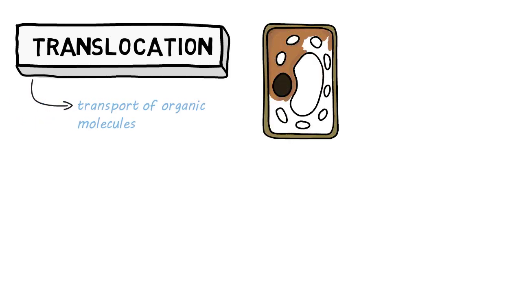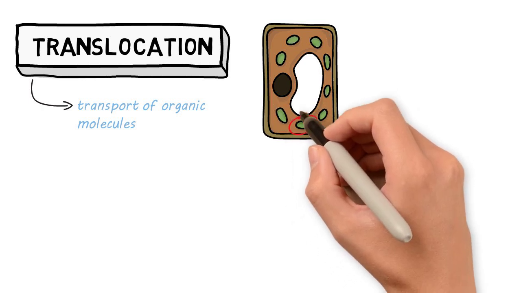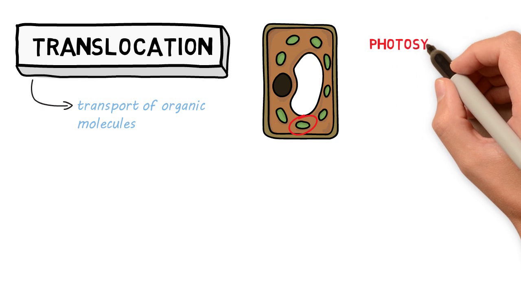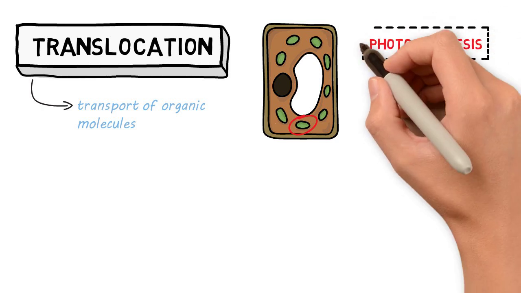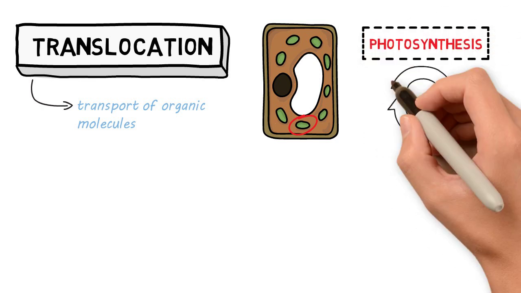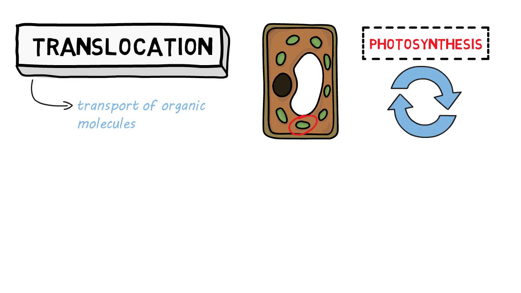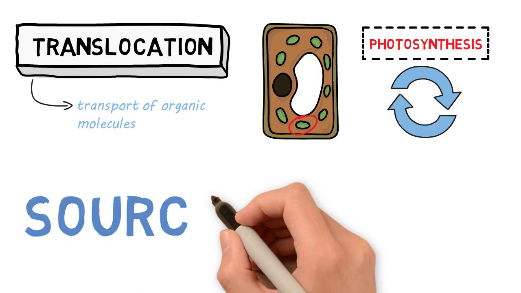Sugars are made in the chloroplasts of cells during photosynthesis because, as we know, plants are capable of making their own sugars. These sugars then need to be transported around the plant to the places that require it. This is where the phloem comes in.